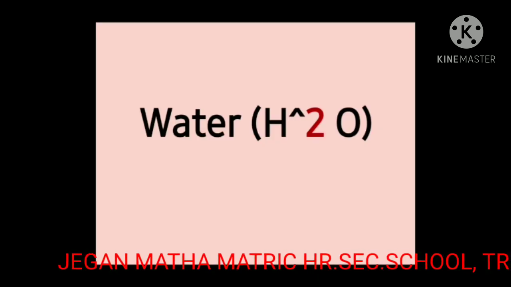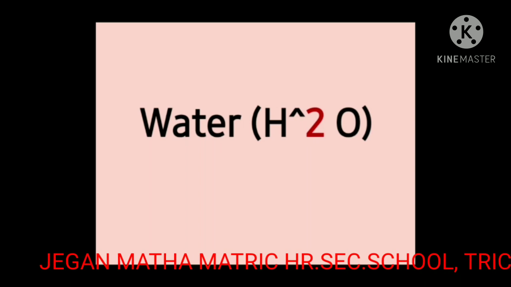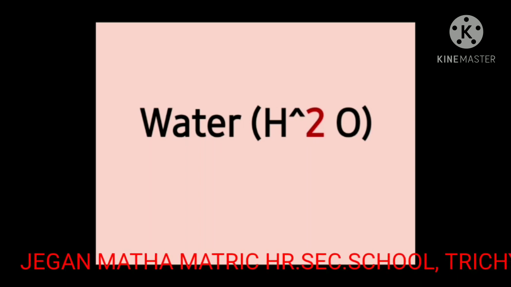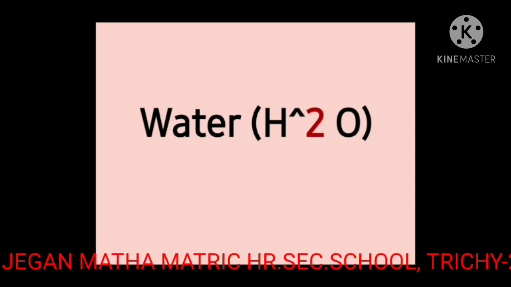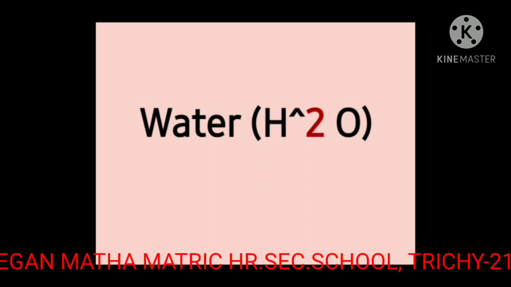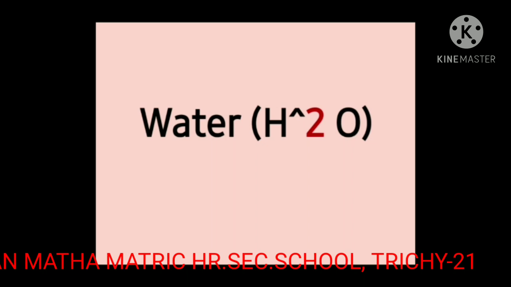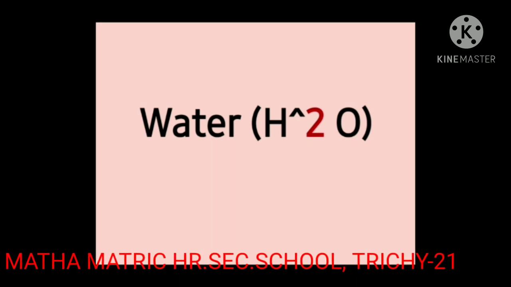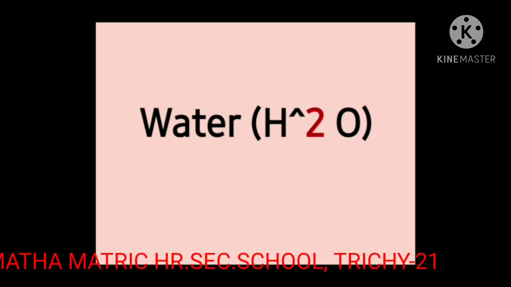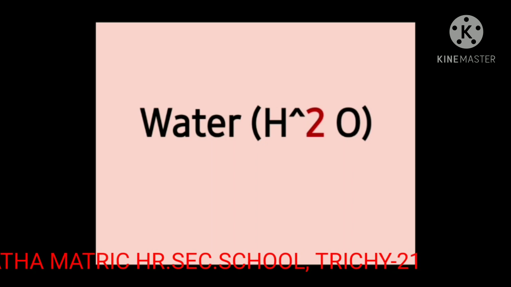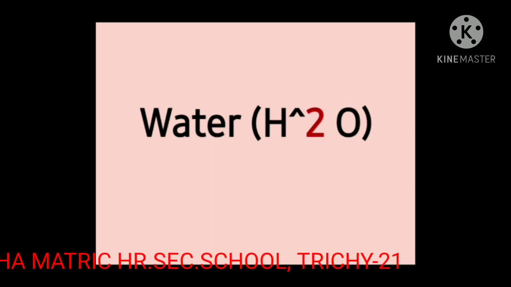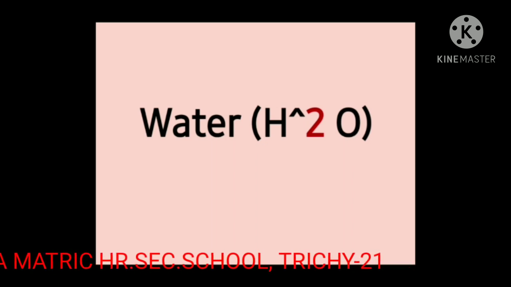Water is made of tiny units called molecules, which are a combination of even smaller units called atoms. A molecule of water is made up of two hydrogen atoms and one oxygen atom. The scientific formula of water is H2O.